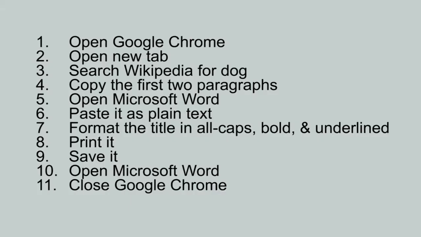Okay, we're going to do a hotkey demonstration to prove to you that hotkeys are significantly faster than doing it the traditional way of just using the mouse. So for this test, we're going to open Chrome, open a new tab. We're going to search Wikipedia for dog, copy the first two paragraphs, open Word, paste the first two paragraphs as plain text, format the title in all caps, bold, and underline it. We're going to print it, we're going to save it, and then we're going to close Microsoft Word and Chrome, and we're going to see how we end up.